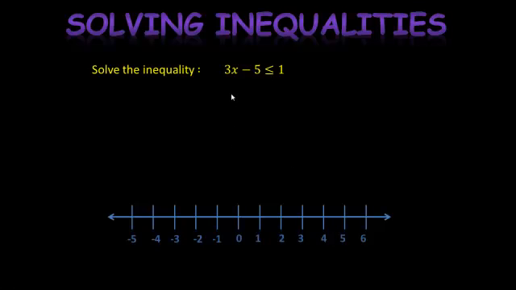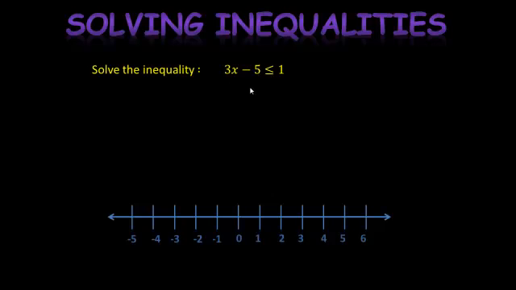So solving inequalities is really similar to solving equations. The only thing you have to be careful of is you need to make sure that your inequality sign is pointing in the right direction. So we're going to start with a really simple first example. We've got 3x minus 5 is less than or equal to 1.